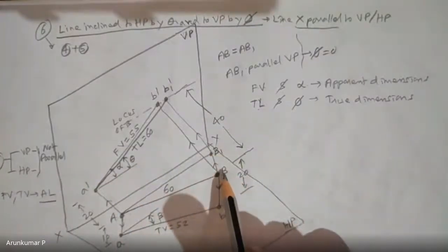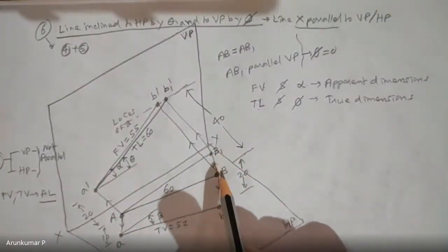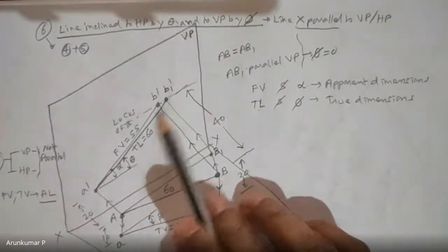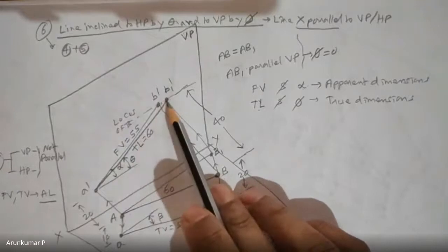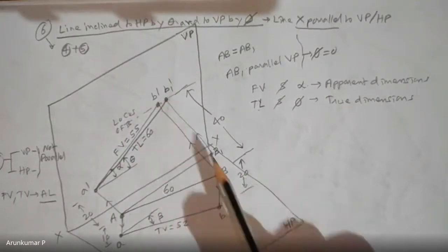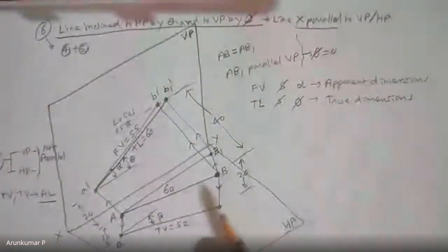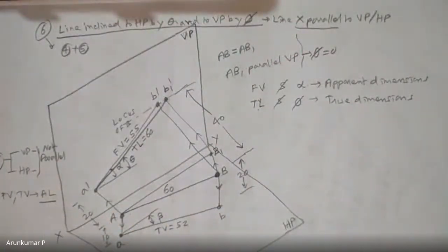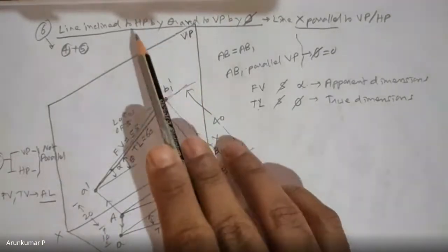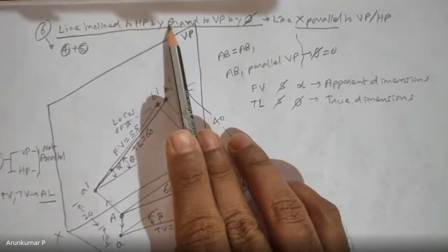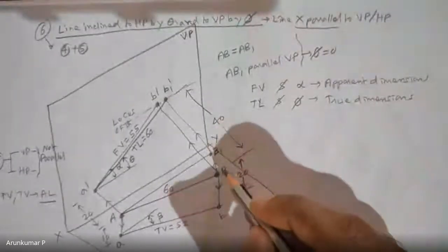Now let us consider the other case. Just like you got a true length in the front view in VP, I want the true length in the top view in HP. How can I get it? Same way, the line is inclined to HP by angle theta. You have to make the angle theta 0. So just observe how I do that.